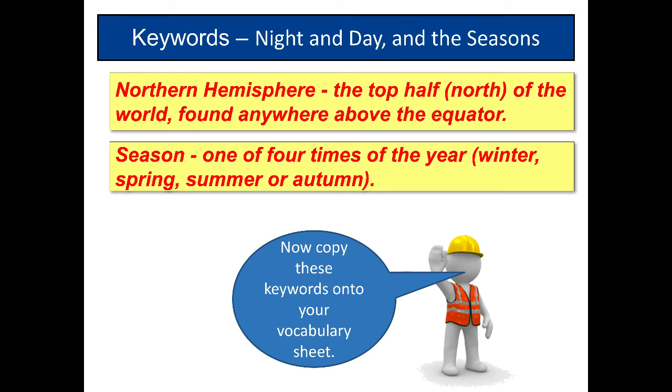Okay, that's the end of this video. Let's just do some key words. Northern hemisphere is the top half or north of the world, found anywhere above the equator. And season: one of 4 times a year. I do love seasons, and they are winter, spring, summer or autumn.